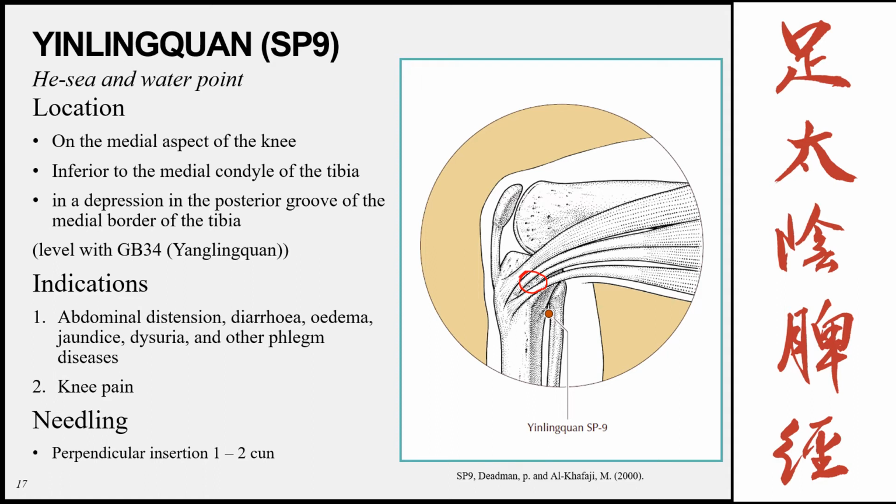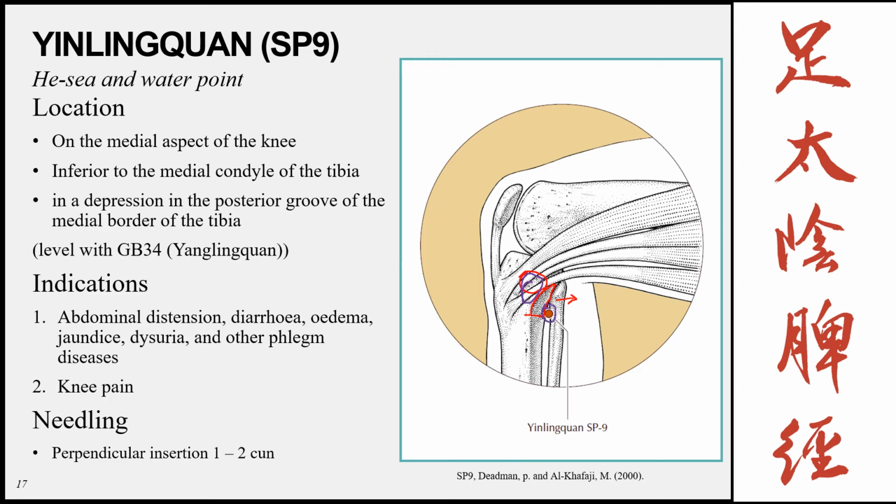So what it's referring to, this groove here, this groove will be facing posteriorly, so it'll be facing towards the back of the body. So that's why they call it the posterior groove. And it's on the medial border of the tibia, which is this portion of the tibia. So we locate this groove, and then we're going to be in a depression just inferior to this point.